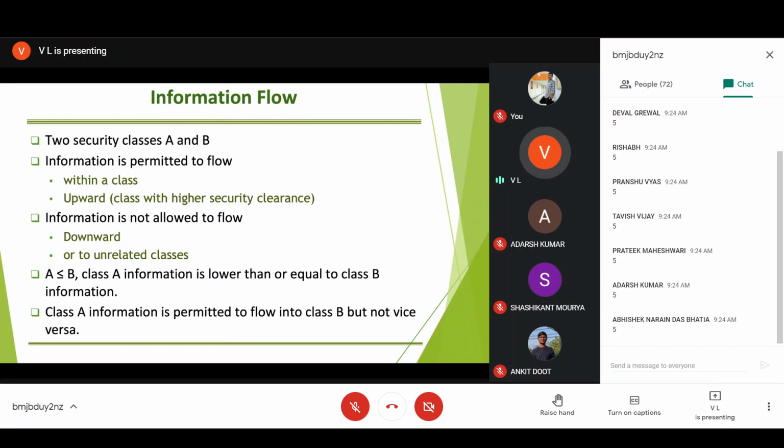Now, is it allowed to flow from a lower security level to a higher security level? Yes, it should be allowed. But can it go from a higher security level to a lower security level? No. Or to some unknown class about which we do not know? No, that should not be allowed.